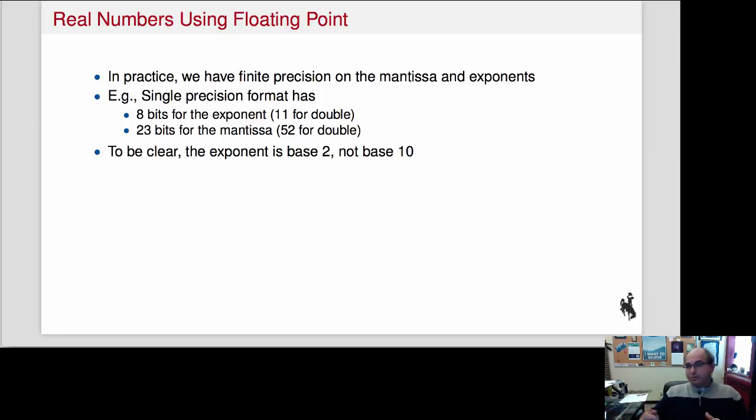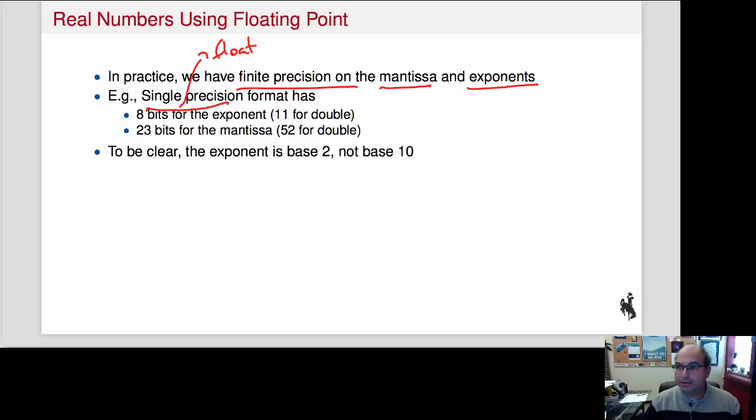Okay, so that's what we'll do, except we're on a computer, right? So we have to deal with the finite nature of computers. And what that means is that the mantissa and the exponent are both finite precision. So some examples. If you have a single precision number, that is a float in C, you get 8 bits for the exponent, and you get 23 bits for the mantissa. 8 plus 23 is 31. We have a sign bit, okay.